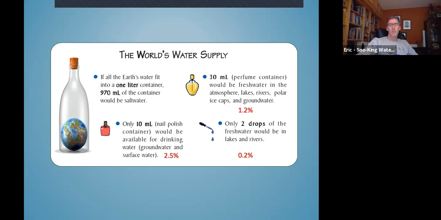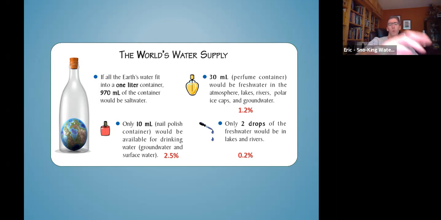One concept is just about how scarce fresh water is, and how really scarce fresh water is in lakes and rivers. So if you took all the water on the planet and boiled it down to what percentage of that is actually fresh water in lakes and rivers, you can see it's a really, really tiny percent of water that's in lakes and rivers.